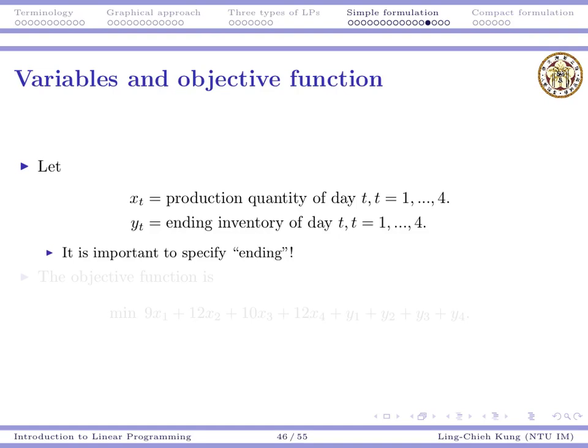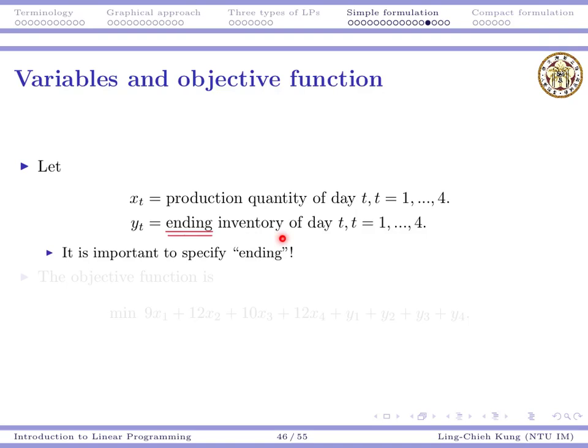What I want to know is for each day, how much should I produce, right? And also I need to know for each day, what's my ending inventory because I am making production and inventory decisions. Okay, so I'm making the production and inventory decisions for XT and YT. Here, I need to make sure that you see this term ending. Okay, we're talking about ending inventory instead of beginning inventory or average inventory or whatever.